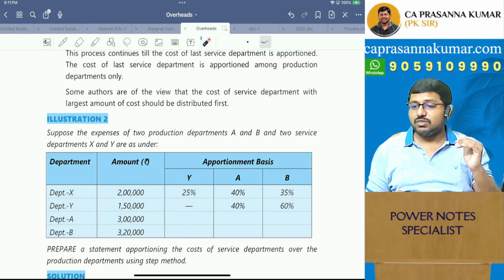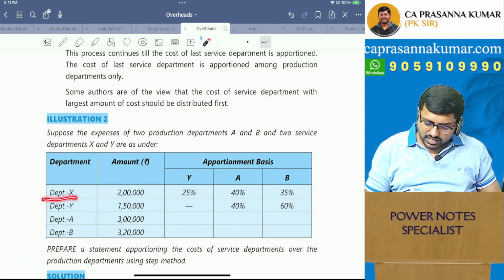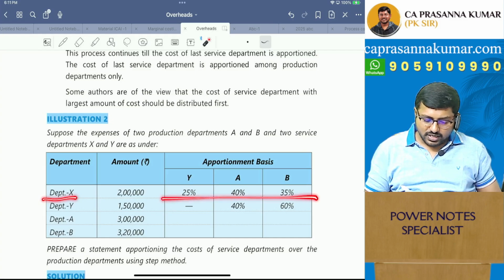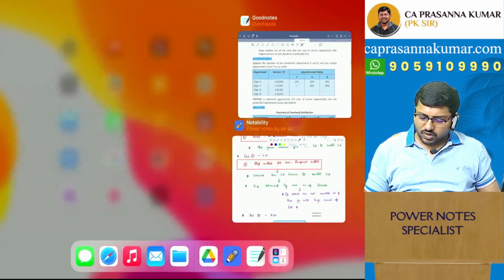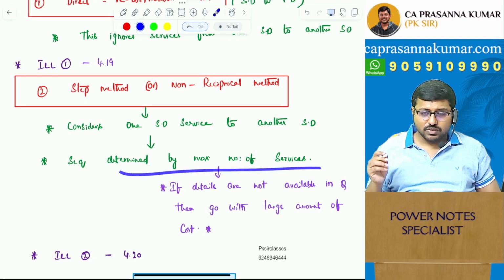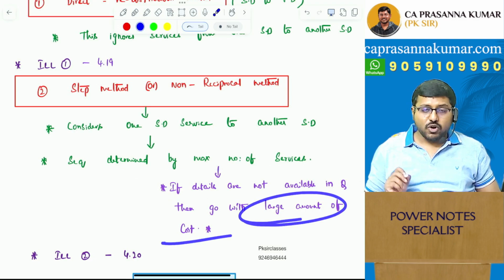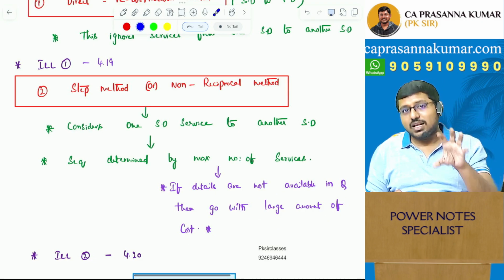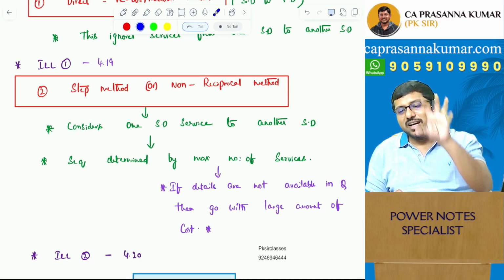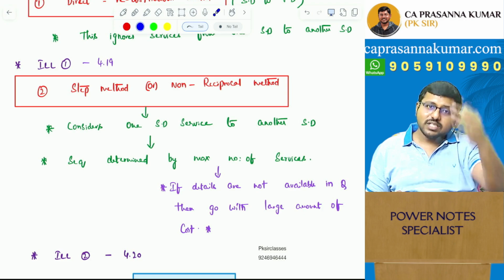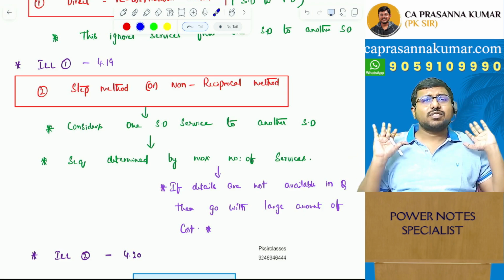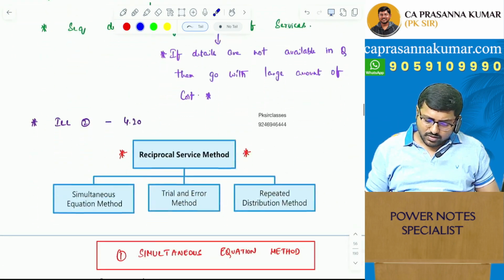First you will start with which service department, next you will start with which service department. First I'll start with X because the number of services are more, next I'll go with Y. In this question it is like that, maximum number of services. In some questions the details will not be given. You will go with the amount of cost, whichever has got more cost. You start with that service department, then next less cost, next less cost. Sometimes the question itself will tell you to go in this order, then follow the question. Very easy, easy peasy.